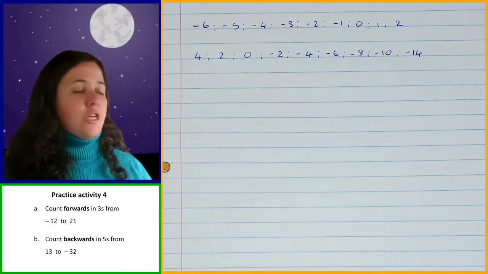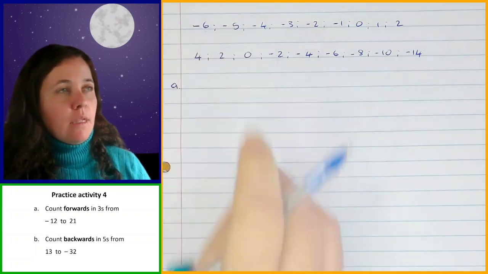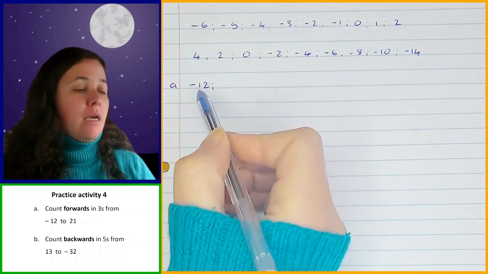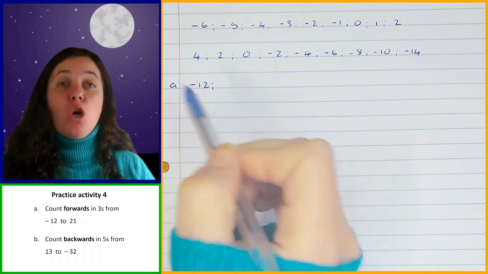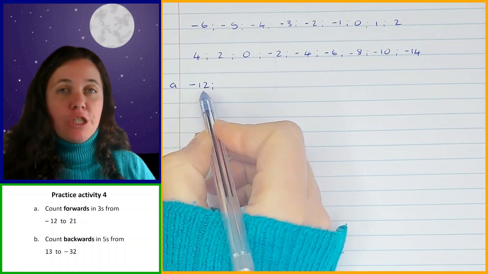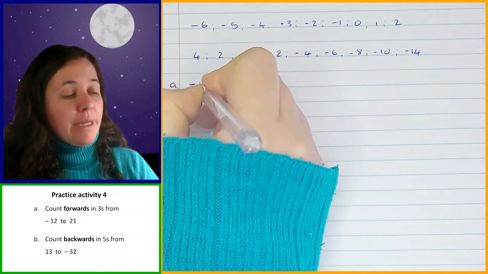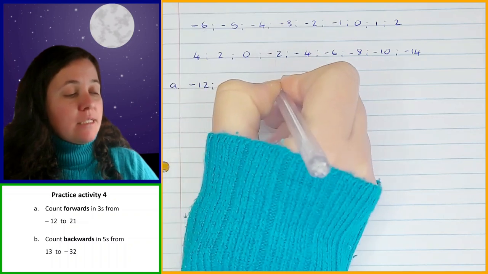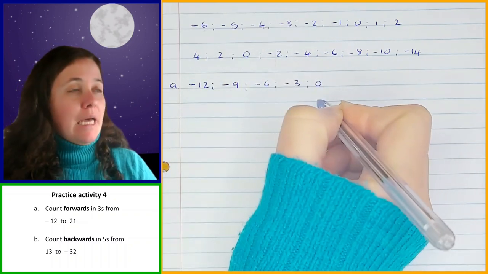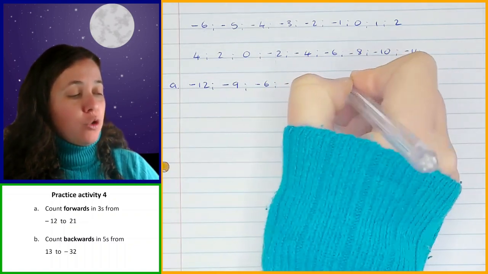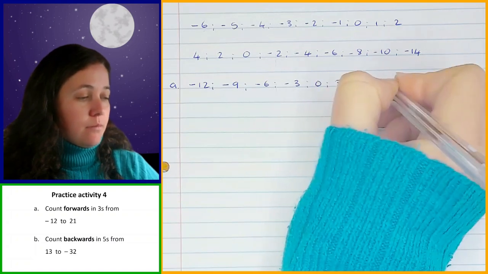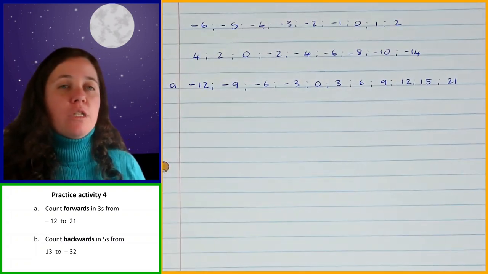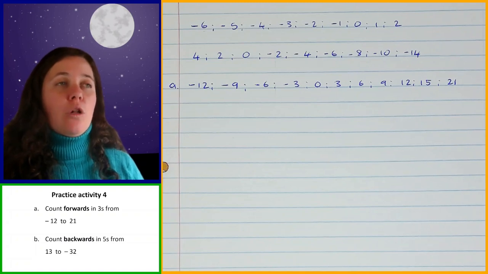Okay, let's go through those answers. So for question A, you have to count forwards in threes from negative 12 to 21. So we're going to start on negative 12, and then we're going to go up 3. Now, because we're on a negative number, as we go up, we're going closer to 0, which means that the number part of it, this part over here, is actually going to look like it's going down. Okay, so it's going to be going from negative 12 to negative 9, because now we're closer to 0 than we were before. Okay, then we're going to go to negative 6, and then negative 3, and then we hit 0. And now we can carry on going up, and now it's going to just be normal counting by threes. So that's what you should have got when you're counting forwards in threes from negative 12 to 21.